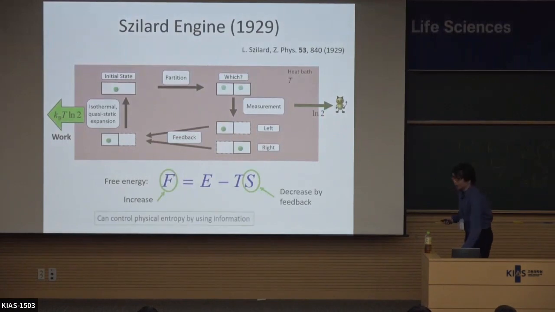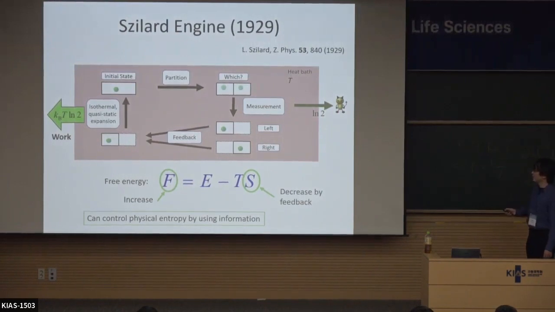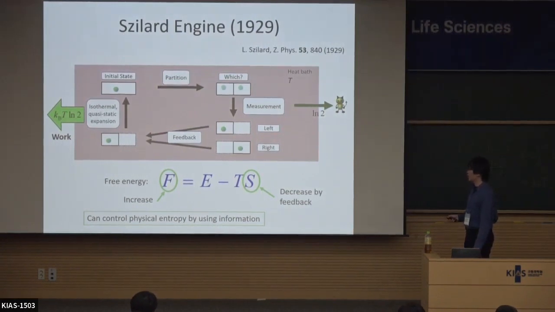Again, the important point is that Maxwell's demon can reduce the entropy by ln 2 by using the measurement and the feedback. Here, feedback means that the move of the box depends on the measurement outcome. In the left case, the demon does nothing, but in the right case, the demon moves the box to the leftmost side. So, okay, that is the operation of Maxwell's demon. And the decrease of the entropy means the increase of the free energy. And the free energy is the resource of the work. So we can finally extract kT ln 2 of work from this cycle.